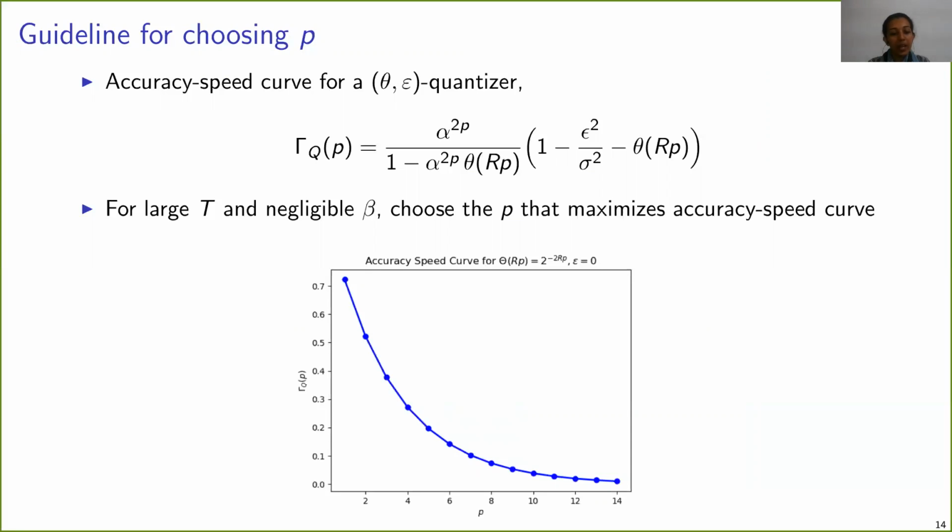For example, here we have plotted this accuracy speed curve for the ideal quantizer with the multiplication factor theta to be 2 to the power minus 2i and 0 additive error. And we see that the optimal value of the update period is the lowest value possible, as this accuracy speed curve is decreasing in p. That is, here we must use the update period as 1, or in other words, we must use the fast but loose strategy here.